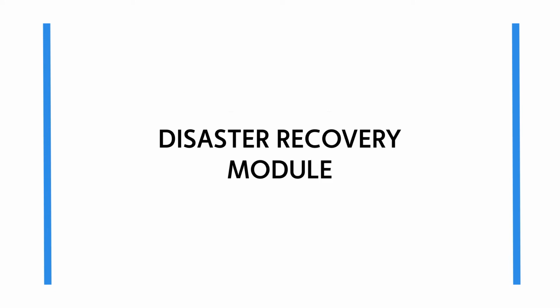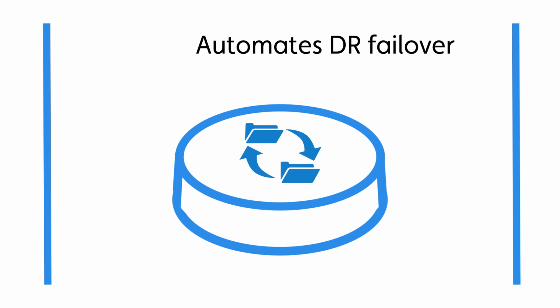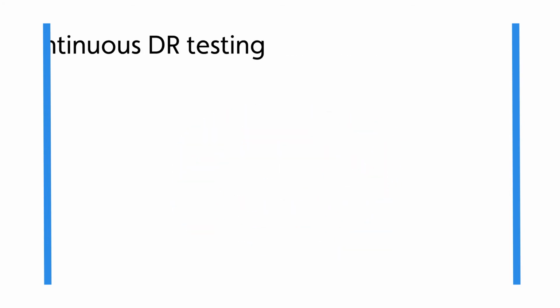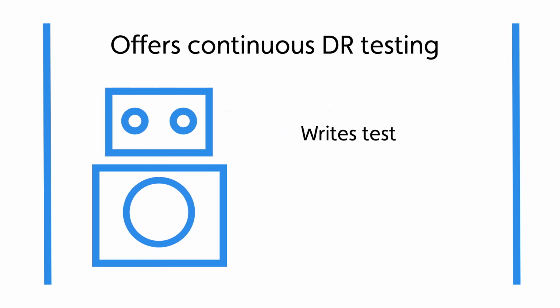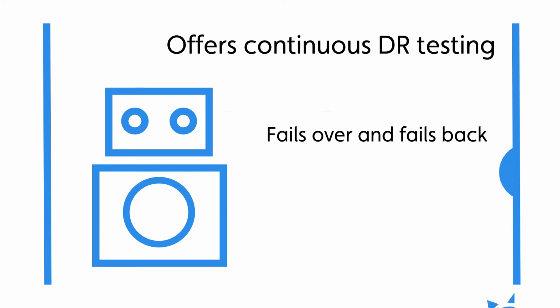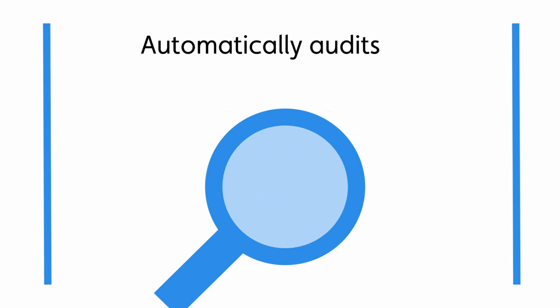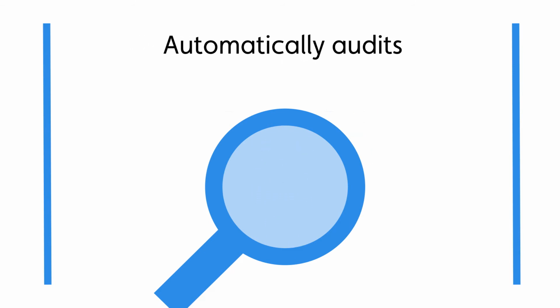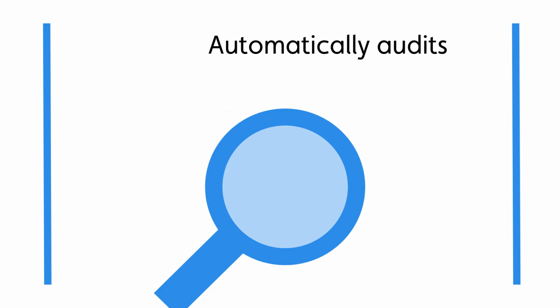The DR module automates DR failovers, making it so simple that all you have to do is press a button. It offers continuous DR testing with the Runbook Robot feature that writes test data, fails over and fails back on a nightly schedule to stress DR readiness between data centers. It automatically audits clusters, SyncIQ jobs, and configuration data to ensure they are in sync and ready for any downtime or DR event. DR assessment alerts are sent if any condition that blocks failover is detected.